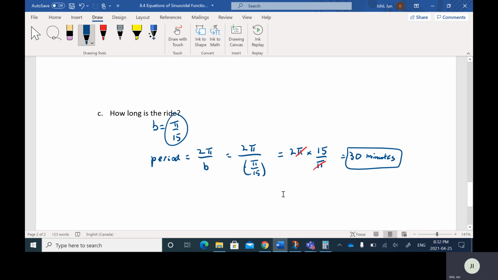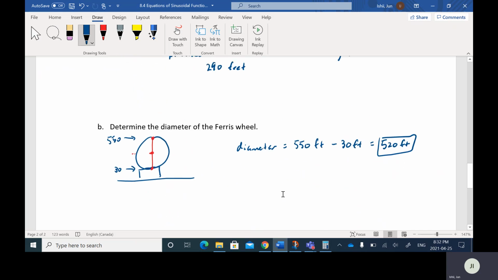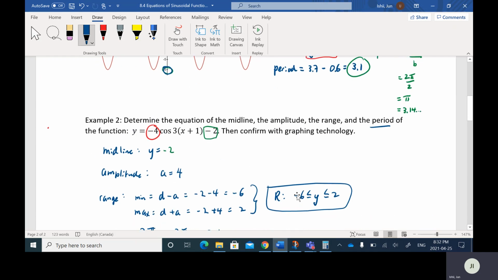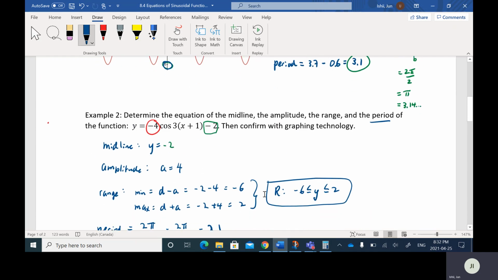This lesson was a little bit longer than the other ones, but hopefully you got a good handle on it. It's just picking out these different characteristics based on just the equation.